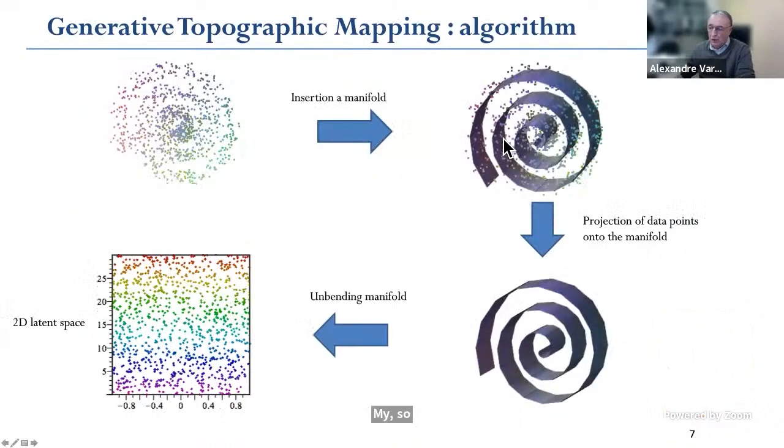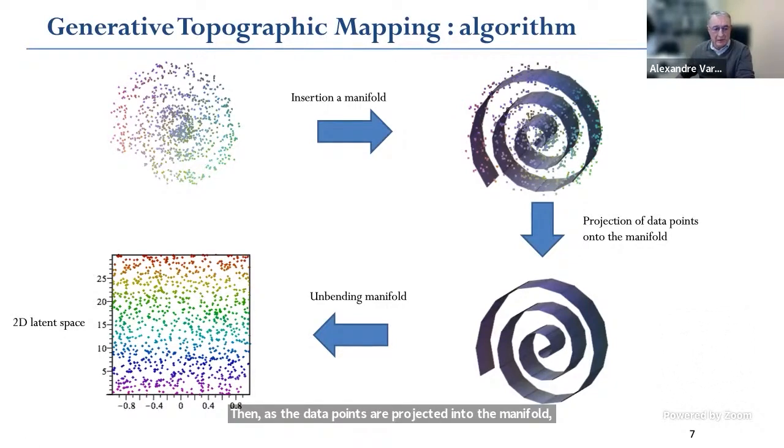A few words about the algorithm of GTM. This is briefly summarized on this slide. So let's suppose that we have a data cloud, and in the first step, the algorithm inserts into the data cloud a flexible sheet, which is called a manifold. Then the data points are projected onto the manifold, followed by the manifold unbending. So in such a way, this data cloud in n-dimensional space, in our case 3-dimensional space, is transformed into a two-dimensional space of the map, which is called latent space.